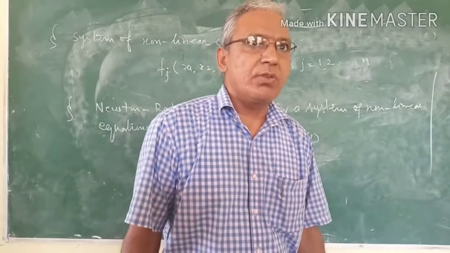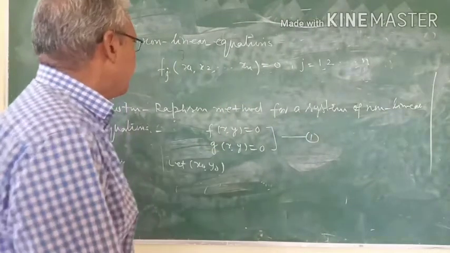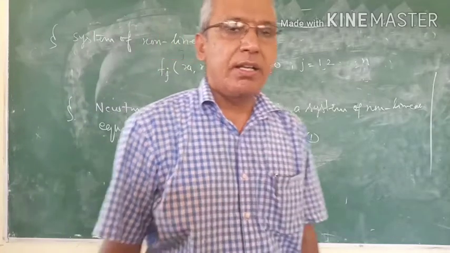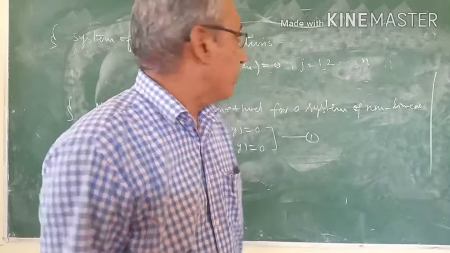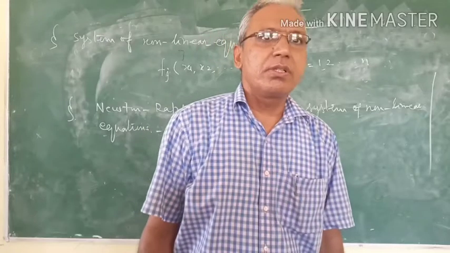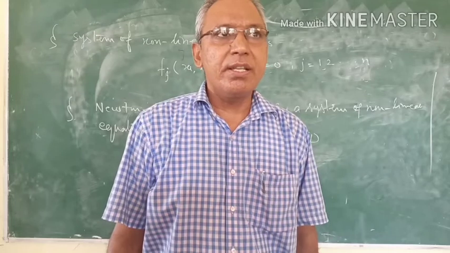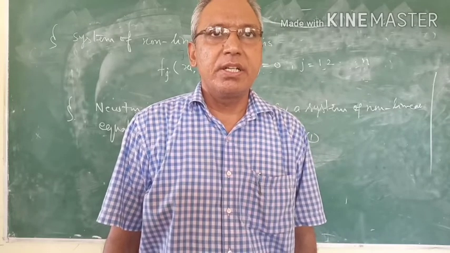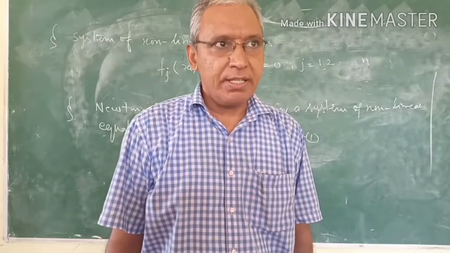A system of non-linear equations in n unknowns can be written in this form: fj(x1, x2, and so on, xn), where x1, x2, and so on, xn are unknown variables. To find the roots of the system of nonlinear equations, we will discuss two methods: first, the Newton-Raphson method, and second, the general iteration method.